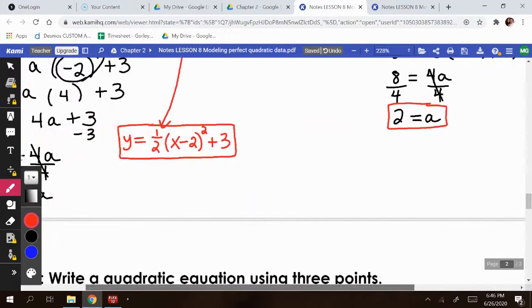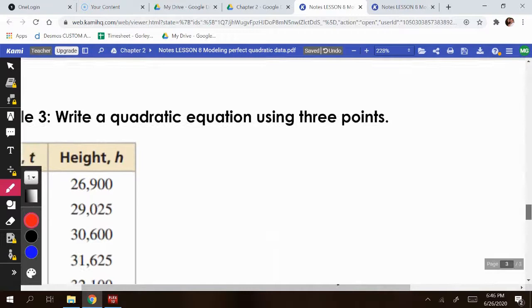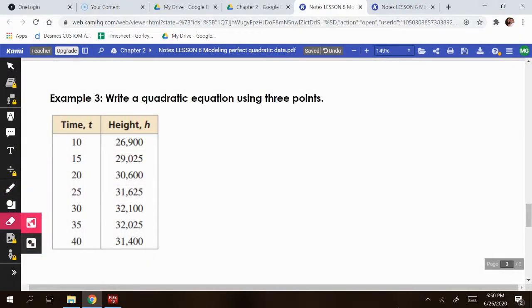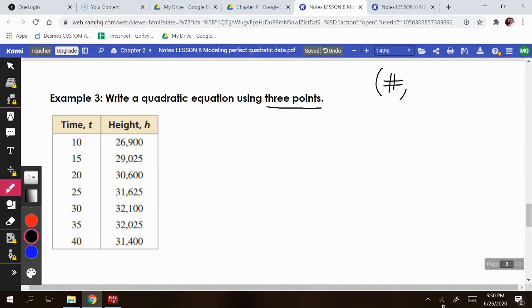All right, coming down here, it says write a quadratic equation using 3 points. So let's take a look at what we're given in example 3. In example 3, it prompts us to write a quadratic equation using 3 points. Notice it doesn't say anything about a vertex, and it doesn't say anything about an x-intercept. So we're probably not going to be using vertex form or intercept form to help us here. First of all, remember x-intercepts are in the form of number comma 0.